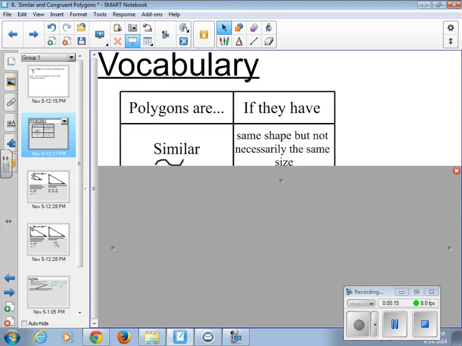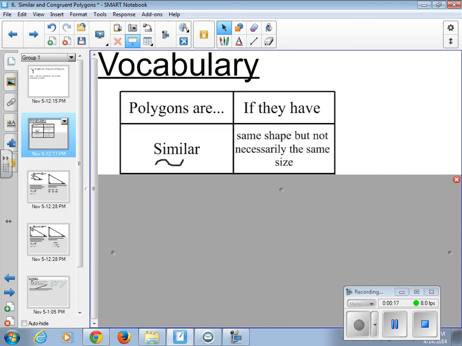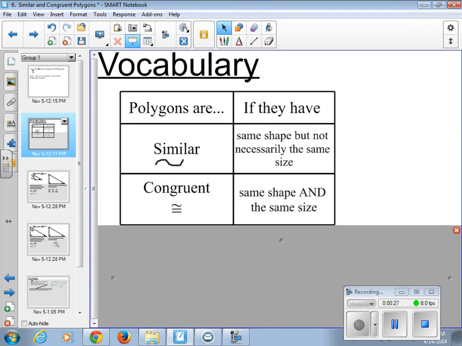We say that polygons are similar if they have the same shape, but not necessarily the same size. And this little squiggly line under the word similar, that's its symbol. We say polygons are congruent if they have the same shape and the same size. They're basically exactly the same. And there's a little symbol that was shown to you a few days ago when we talked about angles.